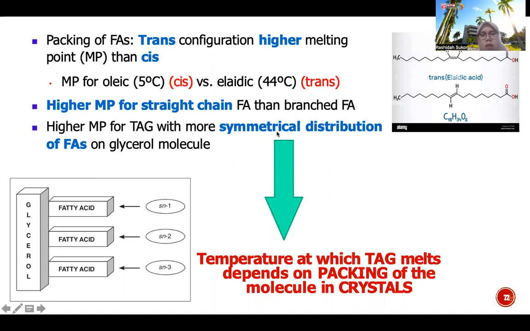Symmetrical distribution means that SN1 to 3 have almost the same fatty acid. Right? We're talking about single fatty acid, but in oil the composition of fatty acid is actually in terms of triglyceride or triacylglycerol. So the location at SN1 to 3, if they are more symmetrical, the higher the MP for TAG. Okay.